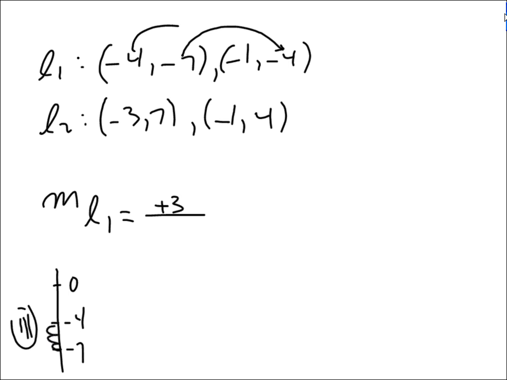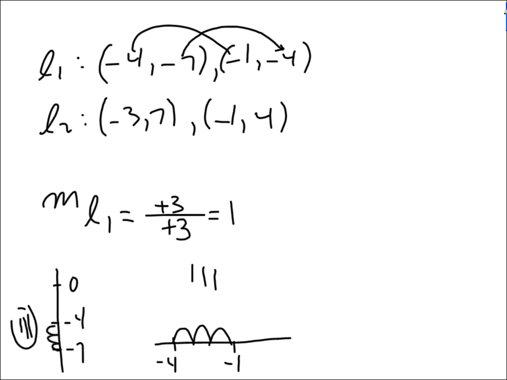If you go from negative 4 to negative 1, negative 3, negative 2, negative 1. If the numbers are close to one another, you can count them out. You went to the right 3. So the slope is 1. Divide the same two numbers, get 1.